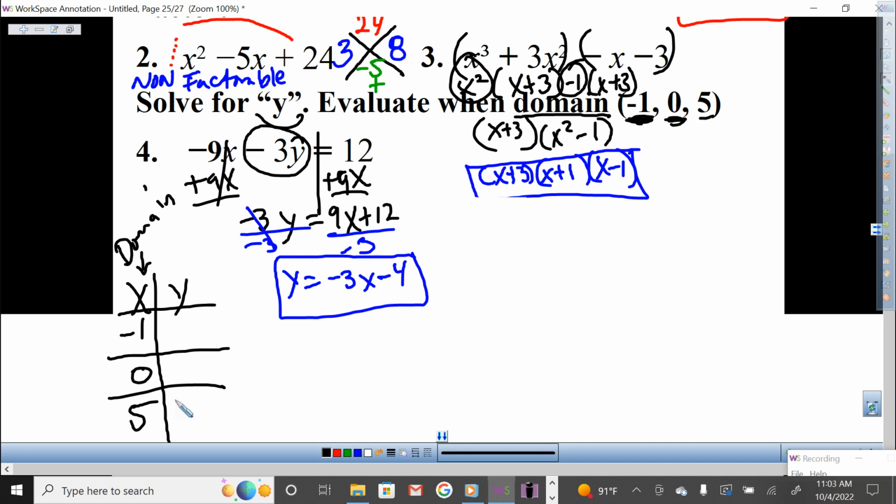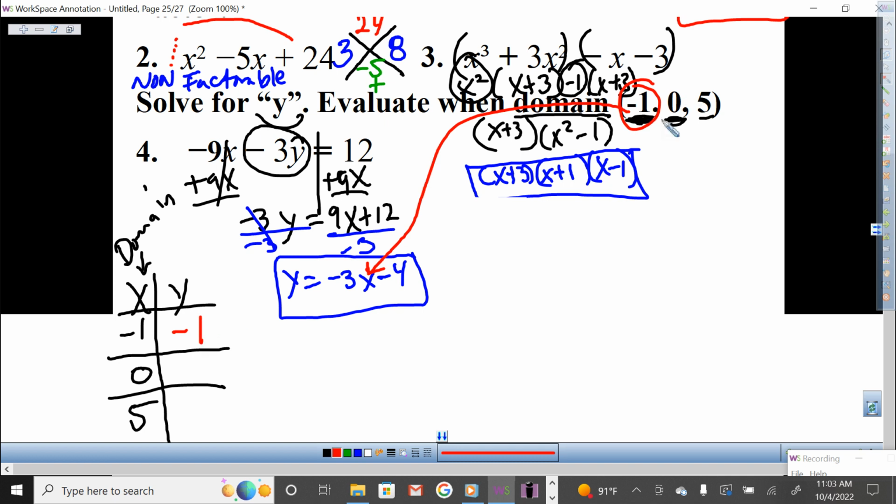All right, and once again, for the sake of time, I'm going to substitute, and we're going to do this in our noodle. Ready? Here we go. My first value, negative 1. I'm going to substitute here for x. So what is negative 1 times negative 3? Minus 4, negative 1.